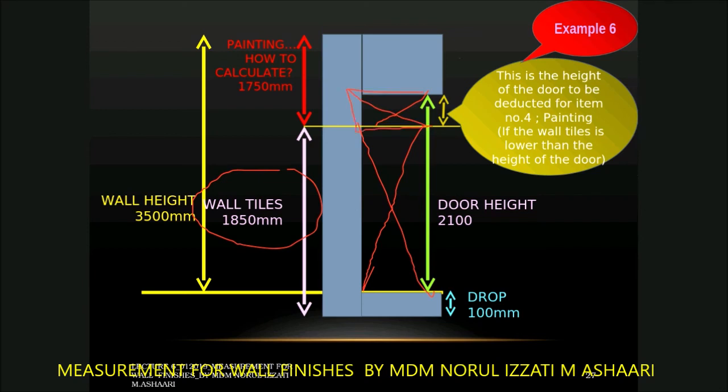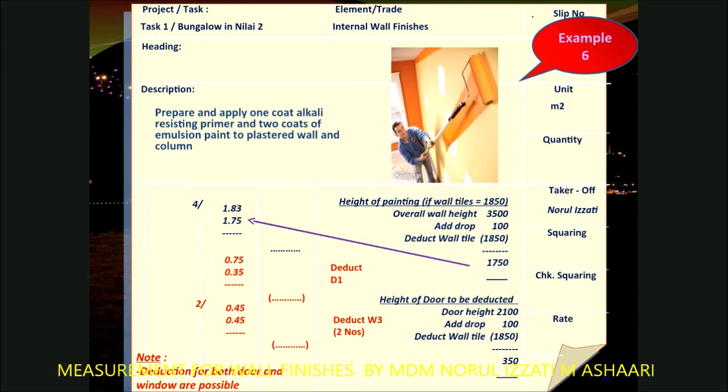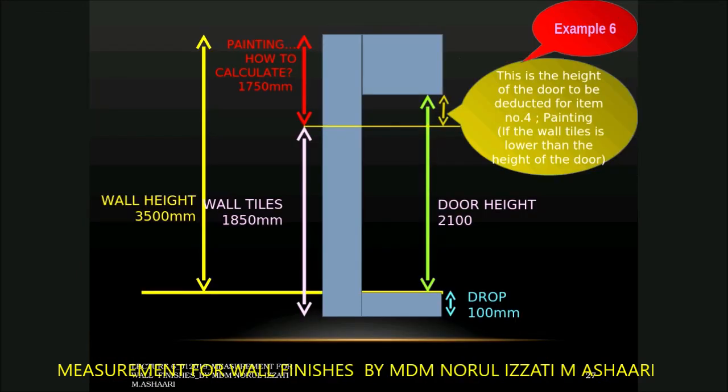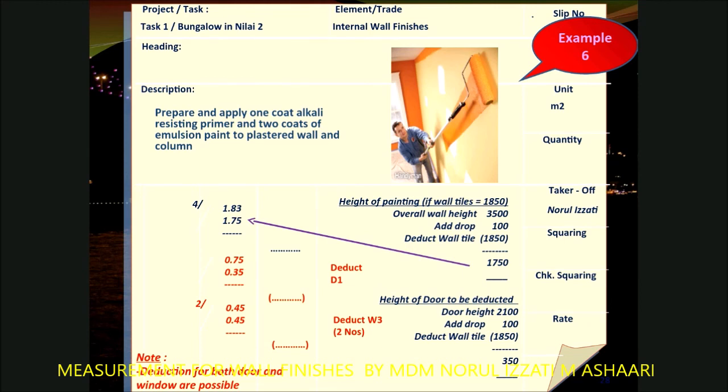This is the height of the door to be deducted for item number 4, and this is the door area that needs to be deducted for item wall tiles and the rest. Please take note of this category. Look at this example. This is the example for deduction of the door D1 in green color, this area. So we have to show deduction. You take the whole door height, then deduct, add in the drop, then after that only you deduct the wall tile. So you get the balance of 350. The width of the door is similar, 0.75.